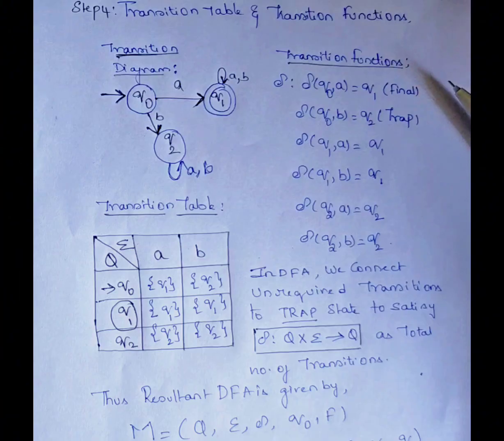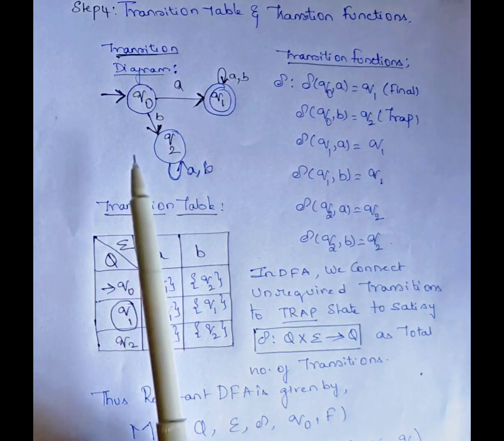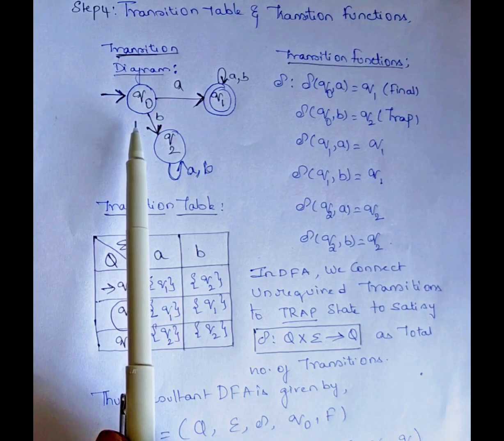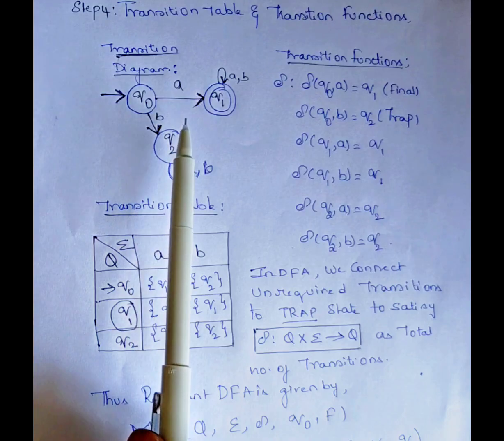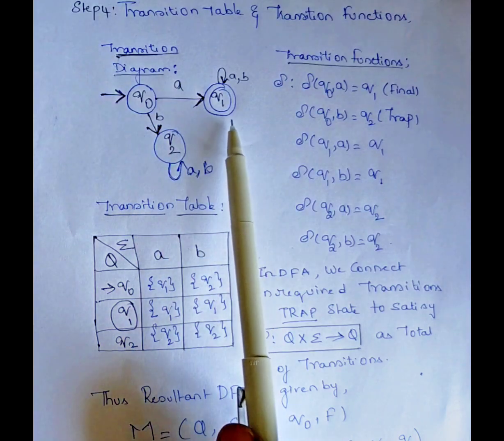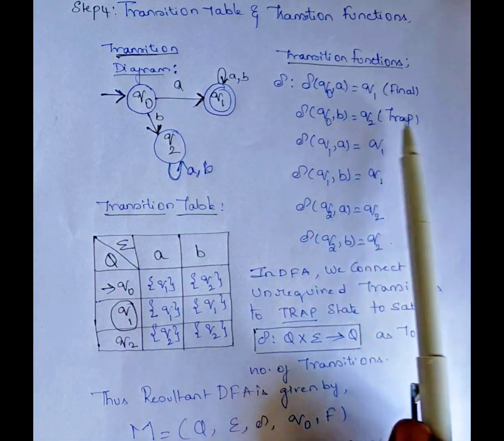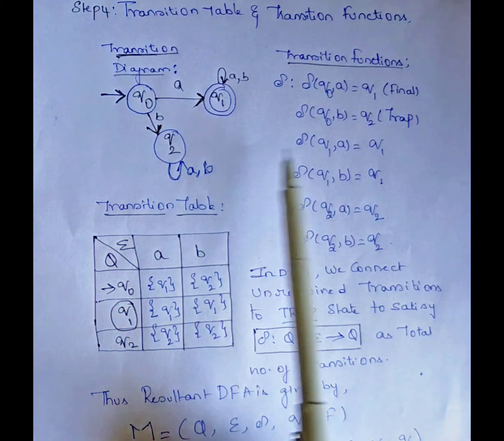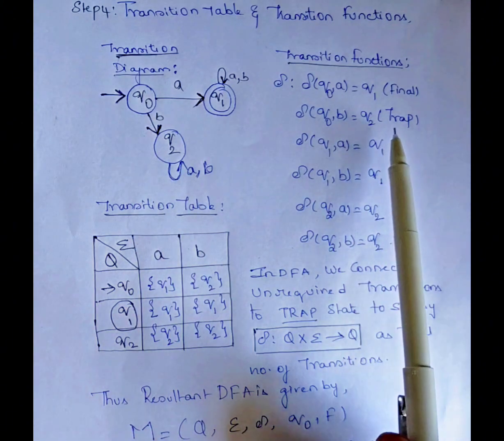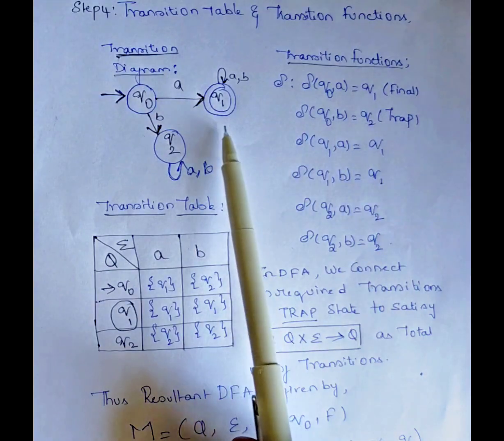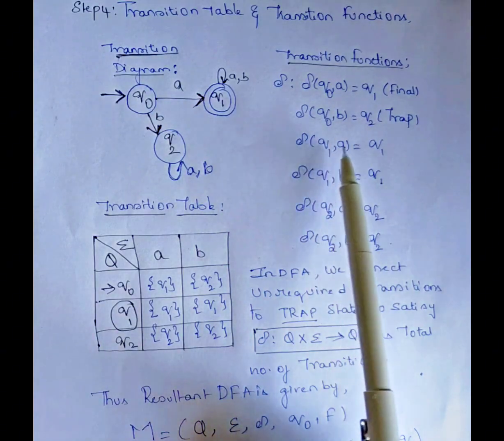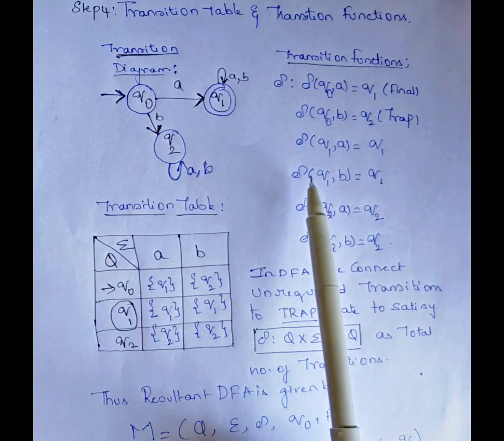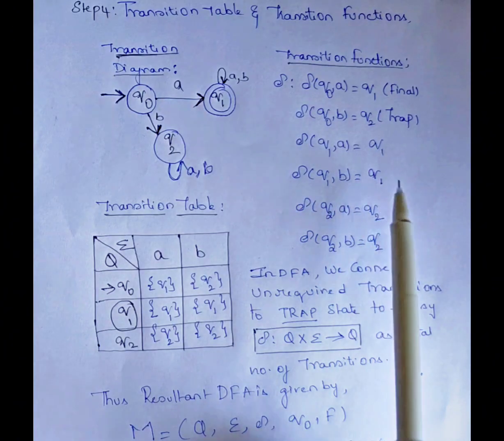Let us observe the transition functions here. From the diagram, Q0 upon reading A is reaching the next state Q1. So delta Q0 on A is equal to Q1. Similarly, Q0 on B is moving to trap state Q2. So delta Q0 on B is equal to Q2. And Q1 upon reading both A and B is moving to the same state Q1. So delta Q1 on A is equal to Q1. Delta Q1 on B is equal to Q1.